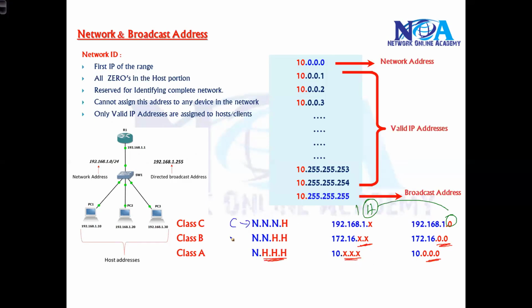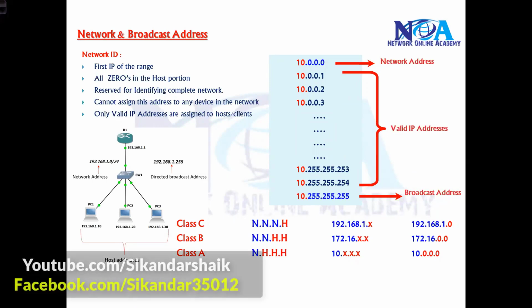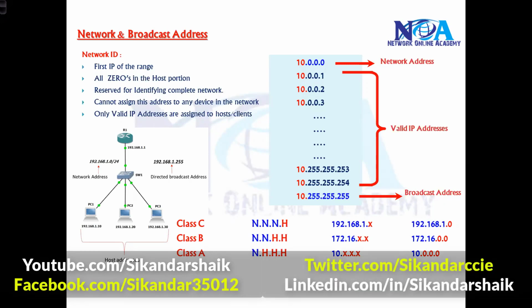So depending upon the class, you need to identify the network IDs this way. The network ID is reserved for identifying the network, and we cannot assign this address to any device in the network. So we can only assign the valid IPs which are in between the network and the broadcast.